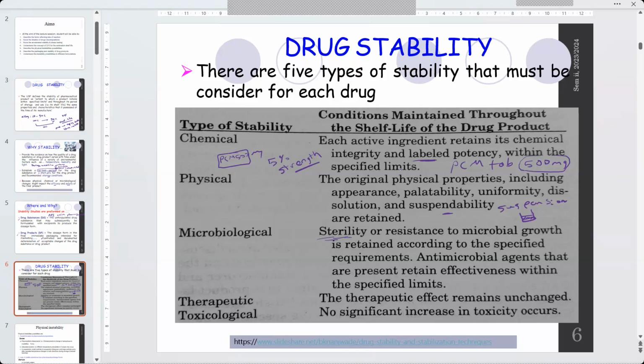You have some dosage forms that are non-sterile, like tablets, ointments, capsules, okay? For them, we do another test which we call microbial count.